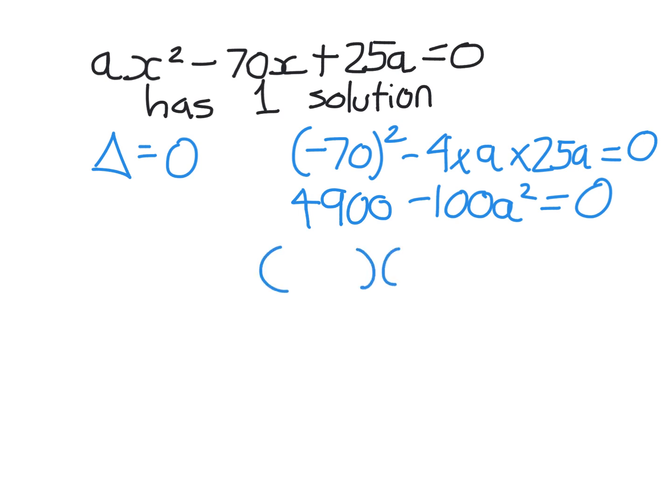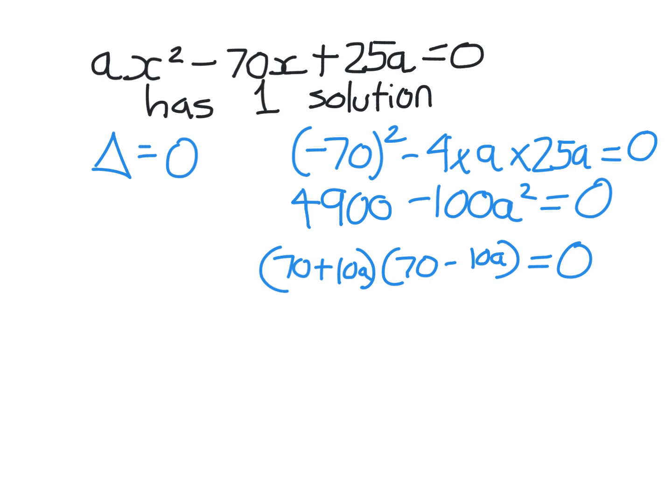This is how you factorize the difference of two squares. When you have a perfect square minus a perfect square, you square root the first. You square root the second. So square root of 100 is 10. Square root of a squared is a. One gets a plus, one gets a minus.